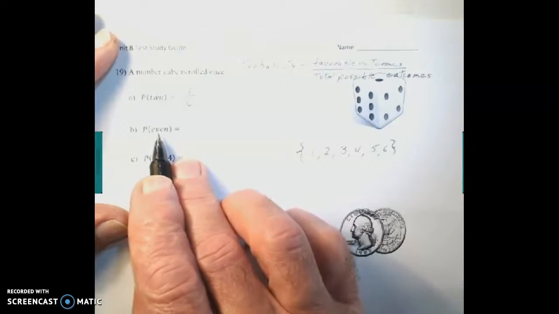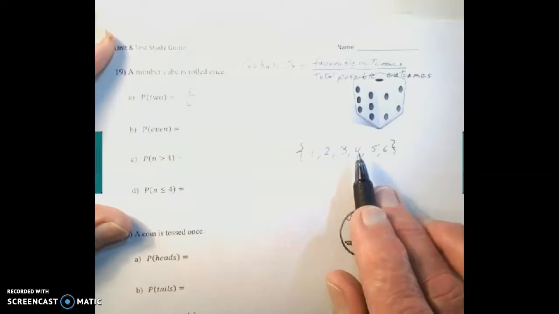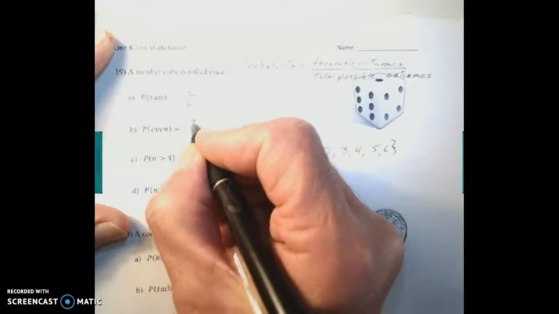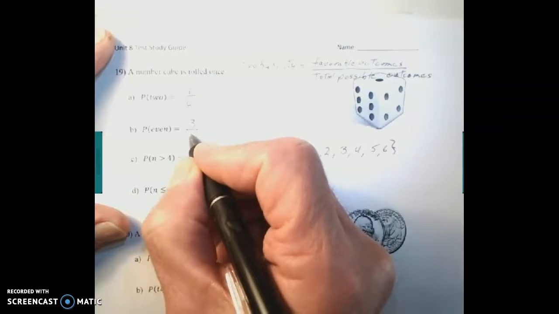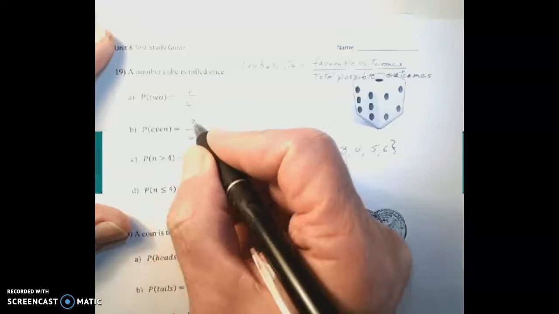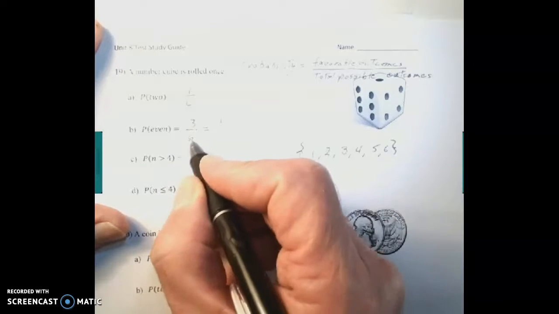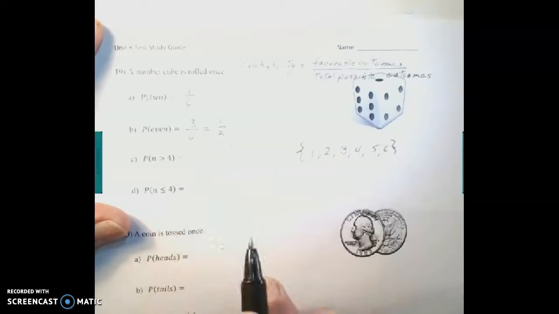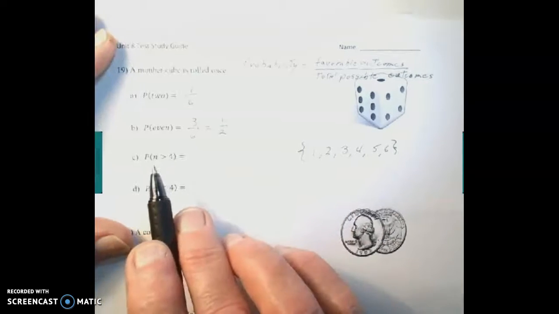The probability of getting an even, favorable outcomes would be a 2, a 4, or a 6. So there are 3 favorable, again, out of 6 total possible. Reduce that, those can both be divided by 3. 3 divided by 3 is 1. 6 divided by 3 is 2. You have a 1/2 probability of getting an even.